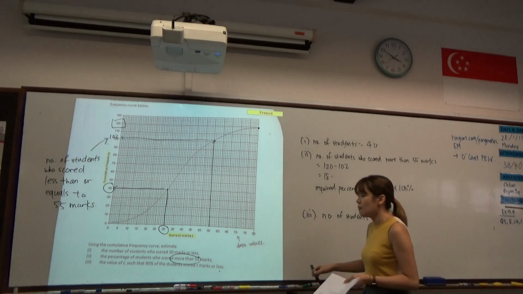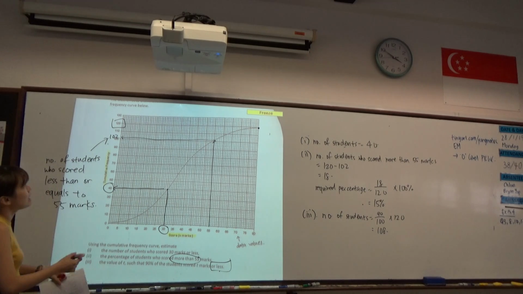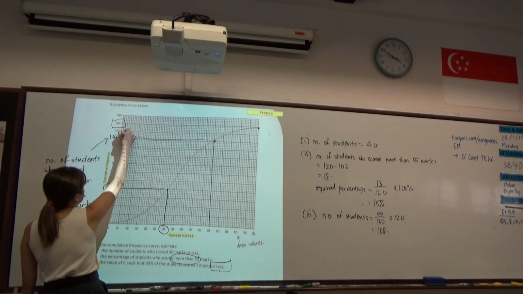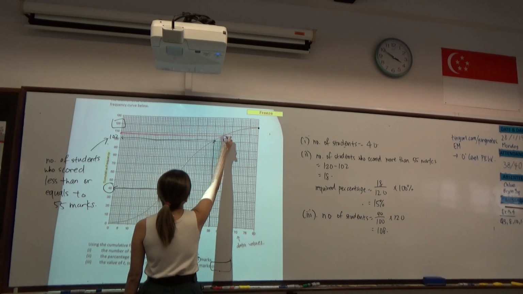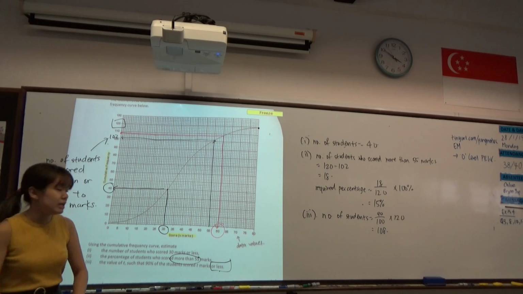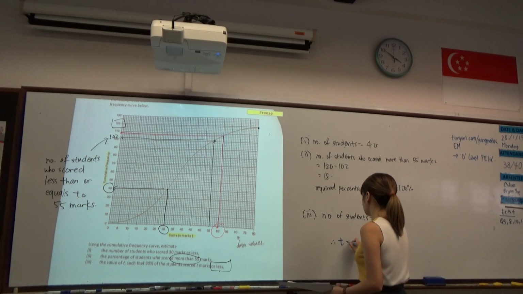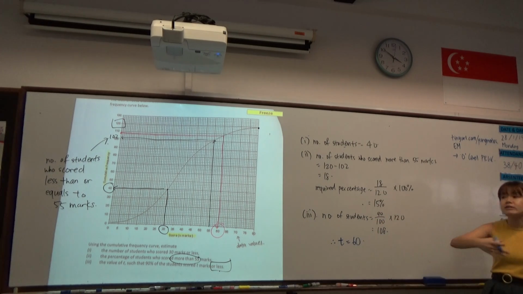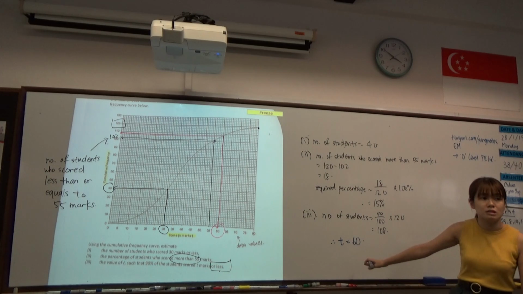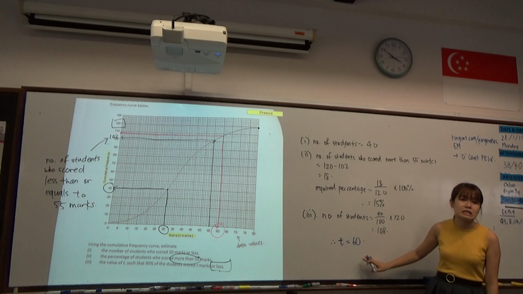Since the question has already talked about marks or less, we'll look for 108, which is here. Go to the graph and then read downwards. So the value of T would be equals to 60. You don't need to actually write an explanation telling me I read from the graph from here to here, then after that tell me T equals 60. No need. You just make sure you can read the graph carefully and give me the value to be 60. Alright?